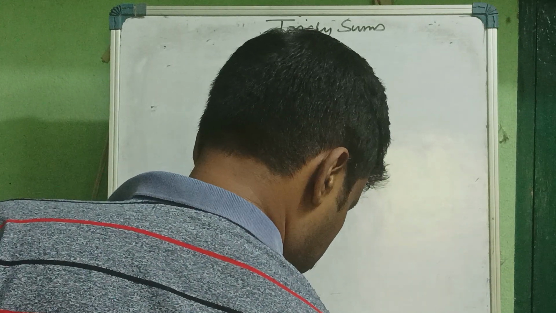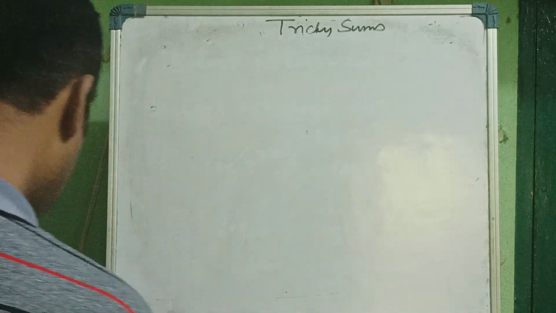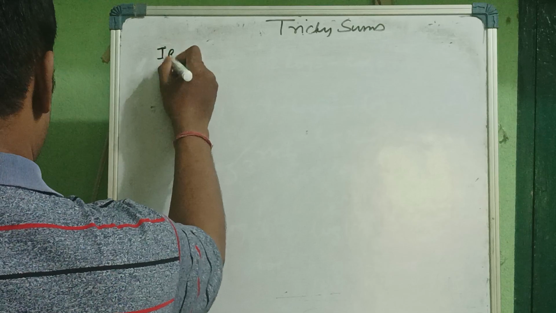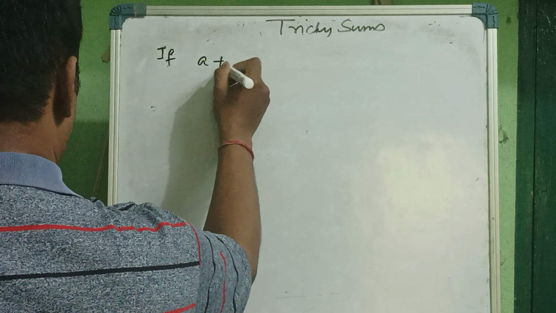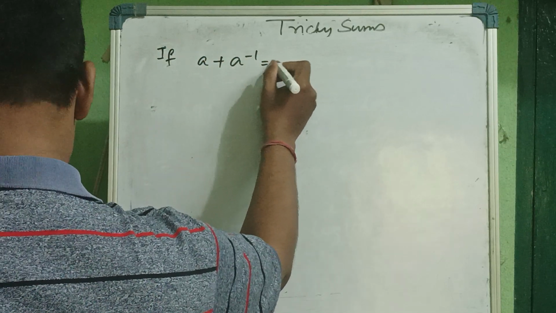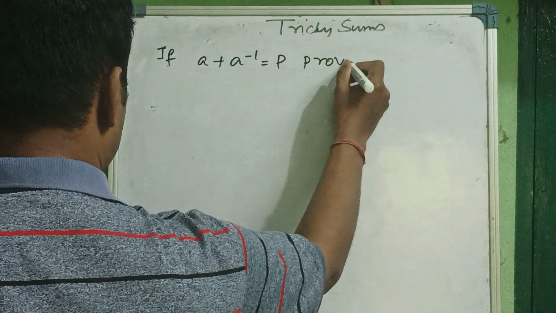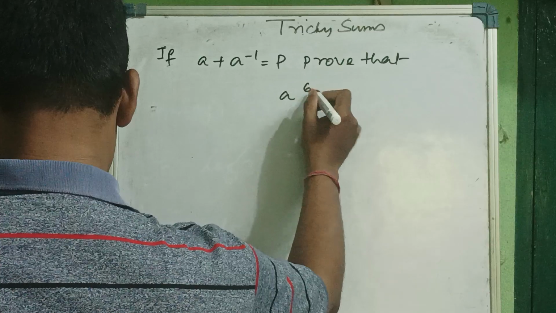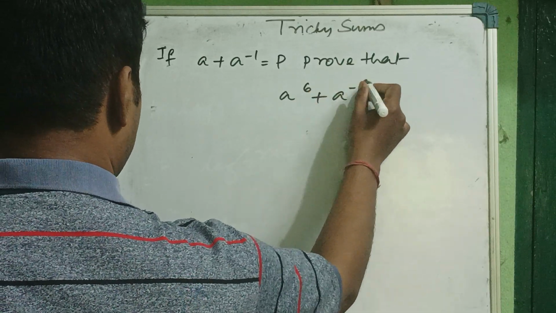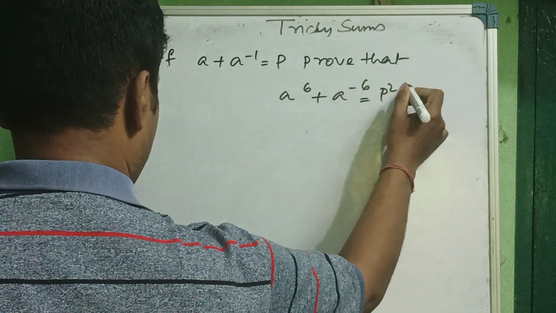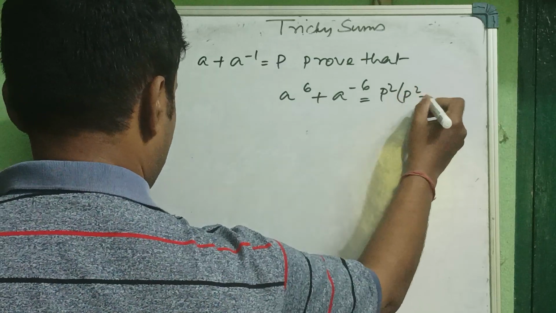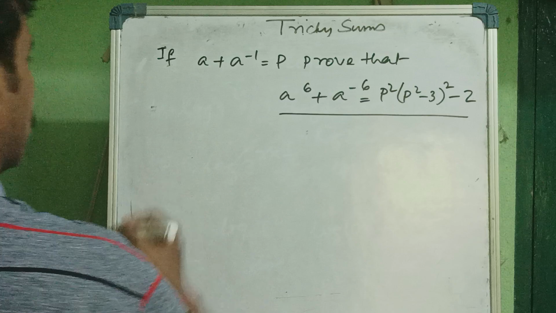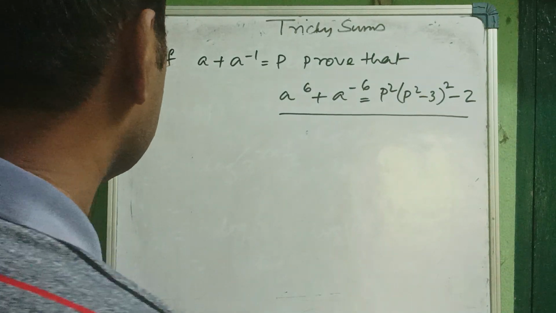My next most tricky question is: if a plus a to the power minus 1 equals p, prove that a to the power 6 plus a to the power minus 6 equals p square minus 3 whole square minus 2. Can you imagine this type of question?